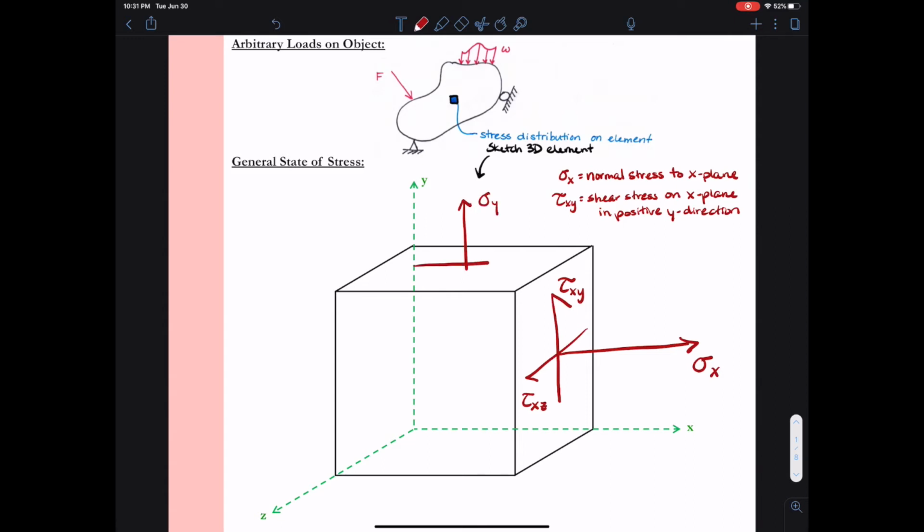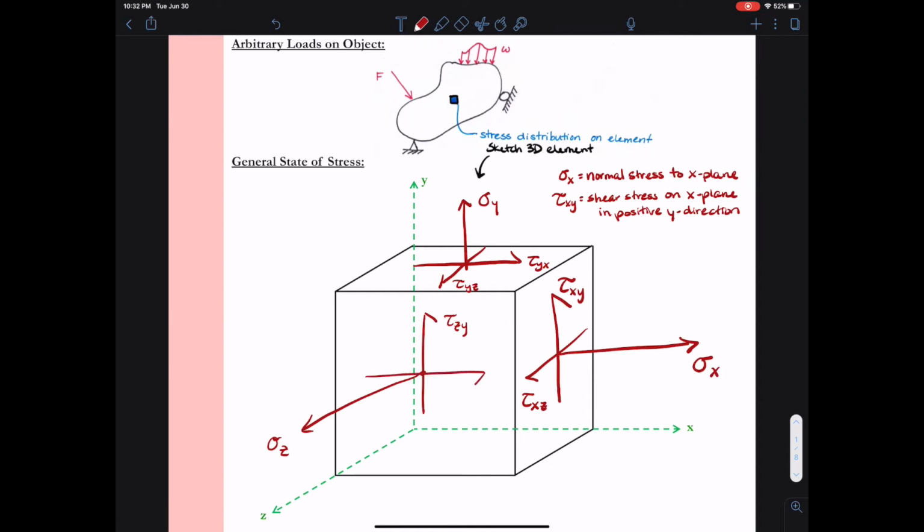Now we can go to the other two sides of the cube. We have the positive y plane, which is on the top of the cube. So we have the normal stress, sigma y, in the positive y plane. And then we have the two shear stresses, tau yx and tau yz. Finally, we can go to the third plane, the positive z plane. We have sigma z, and then we have tau zy and tau zx.